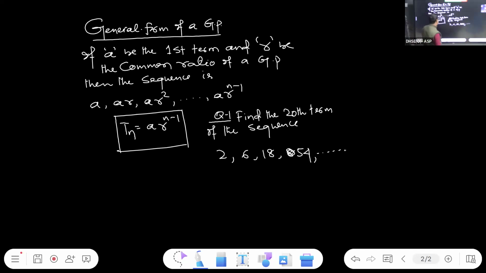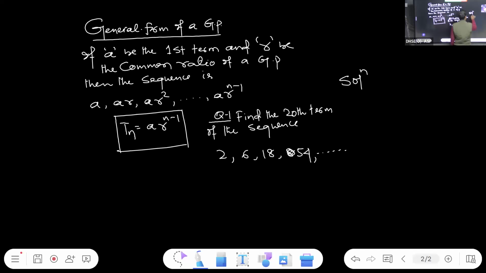Here the first term of the GP is 2. Find the common ratio. Common ratio is the ratio of the second term and first term, or third term by second term. Quickly calculate it. Two into 3 to the power 19. Okay, let me calculate. Come to the solution.